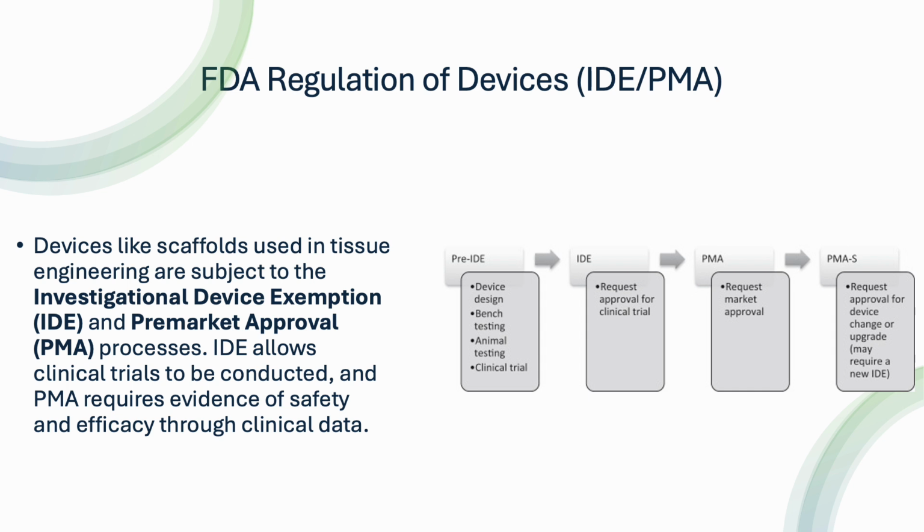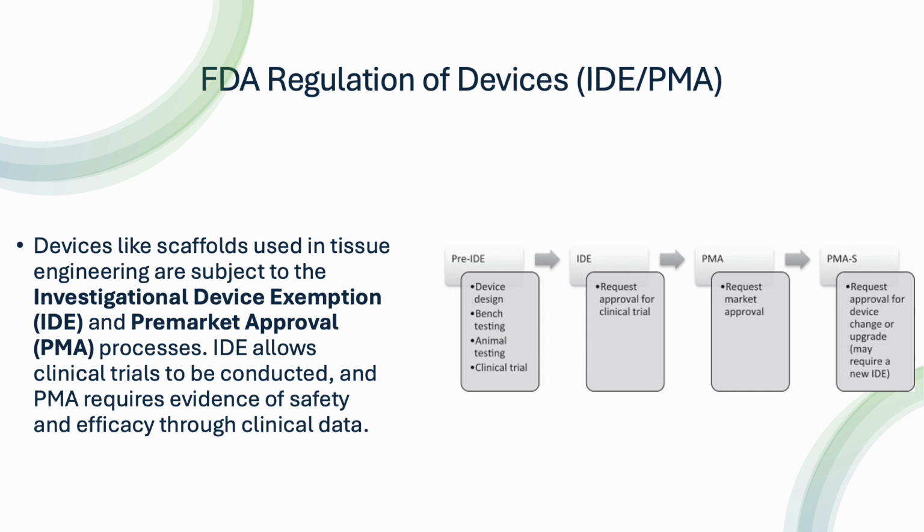One of them is pre-IDE, so pre-investigational device exemptions, where we are going to assess and establish the device design. We are going to perform bench testing. We are going to perform animal testings as well as clinical trials. And then when we are going to, again, apply for the investigational device exemption, we are going to make a request for approval for clinical trials in humans.